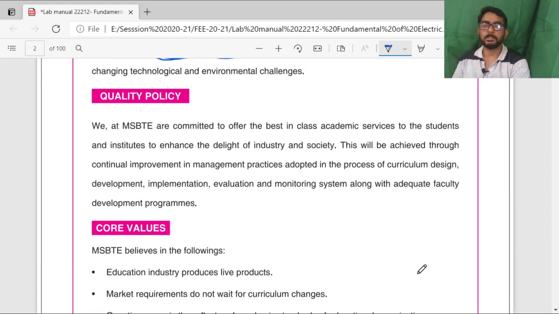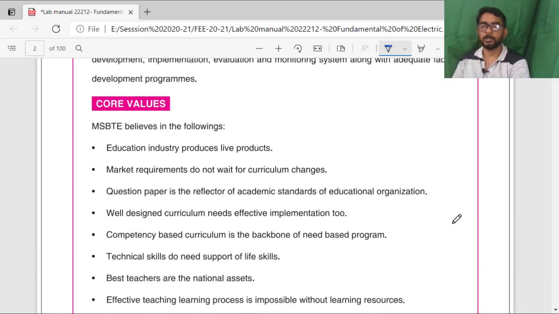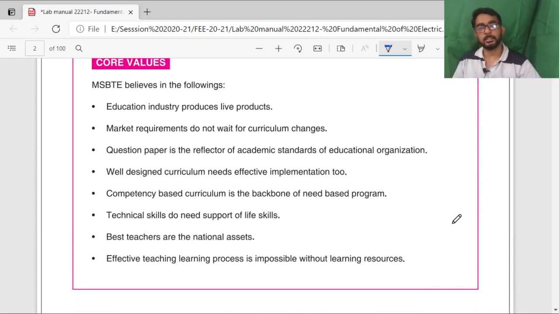Quality policies are as follows. MSBT offers the best in class academic services to the students as well as delight to the industry and the society. They will also develop, implement, evaluate and monitor the system along with adequate faculty development programs. Some core values of MSBT are: education is the industry where the live products are framed.